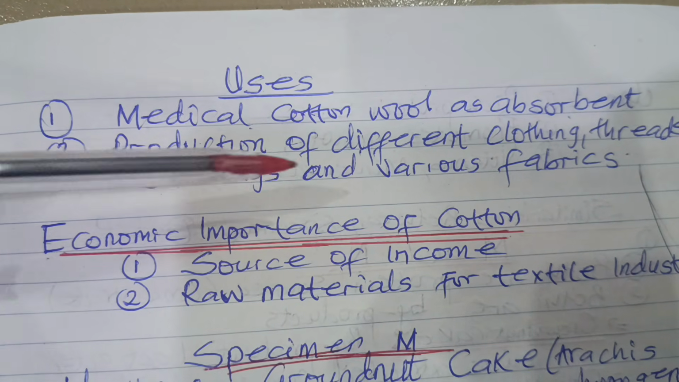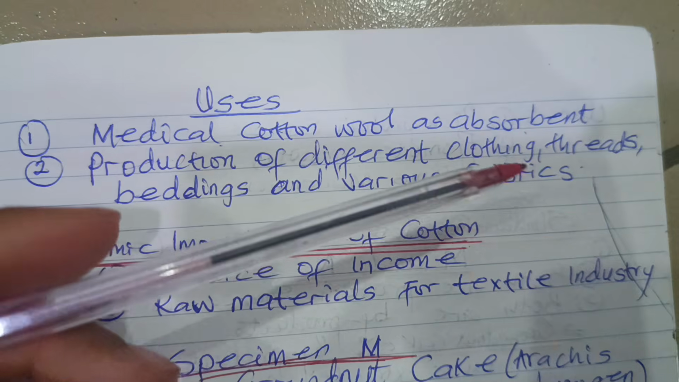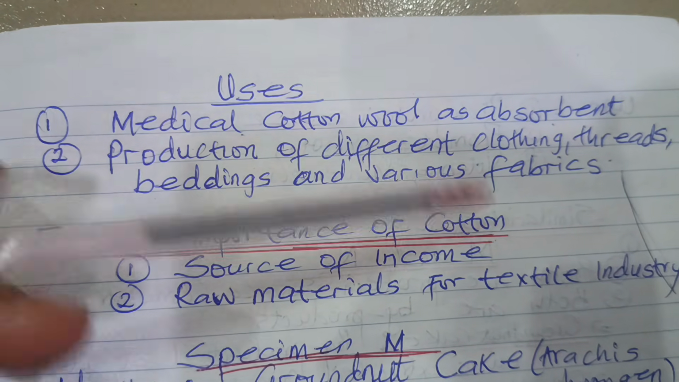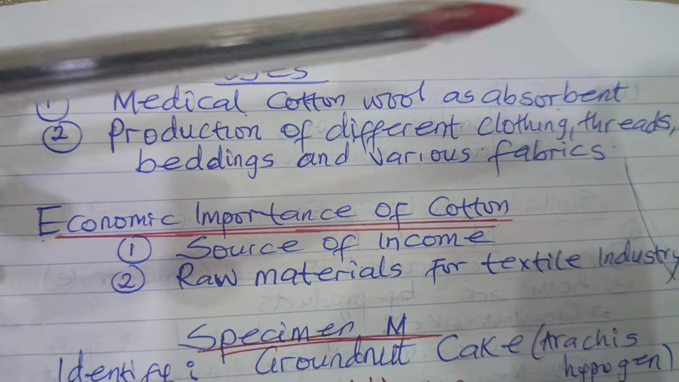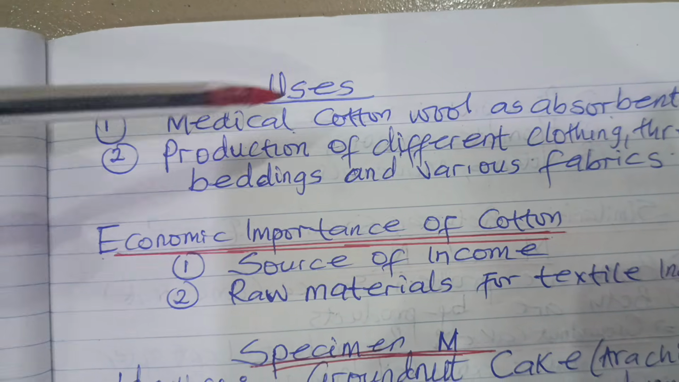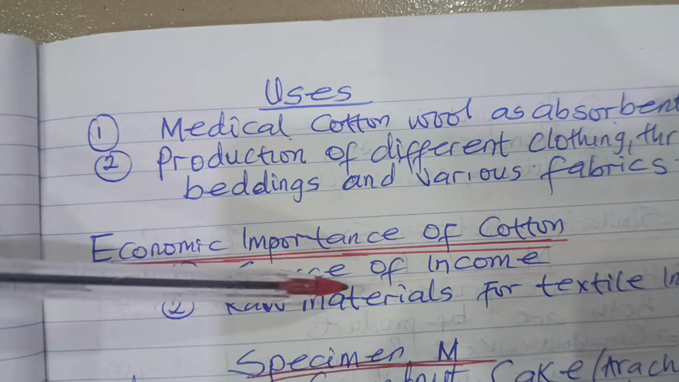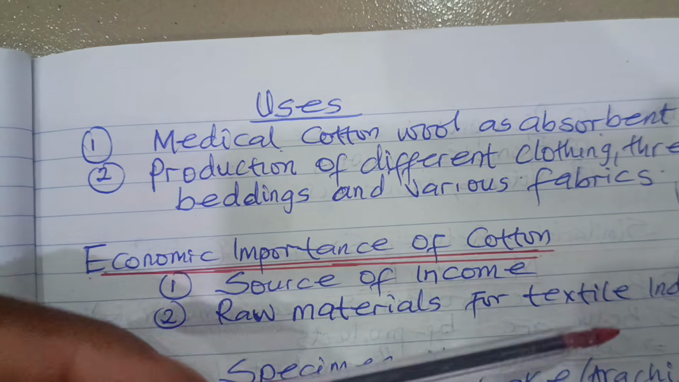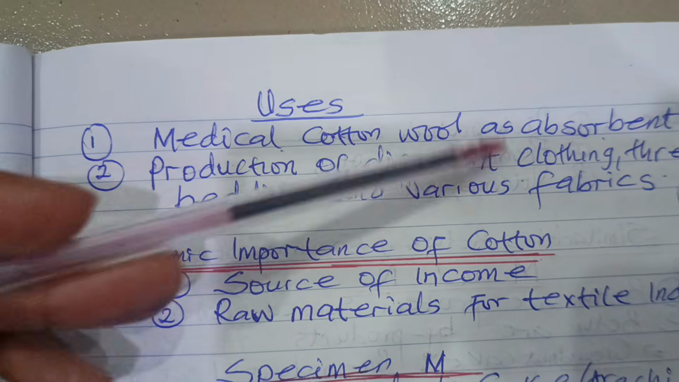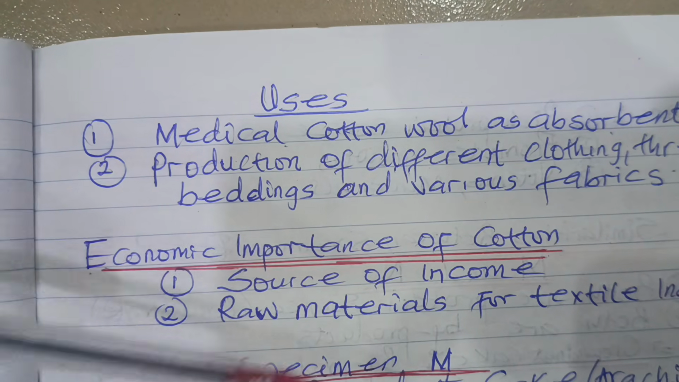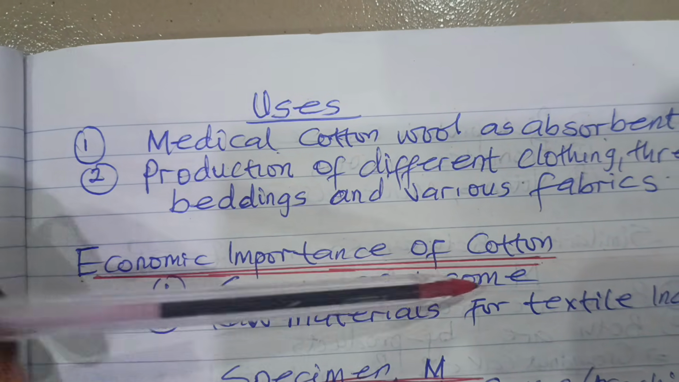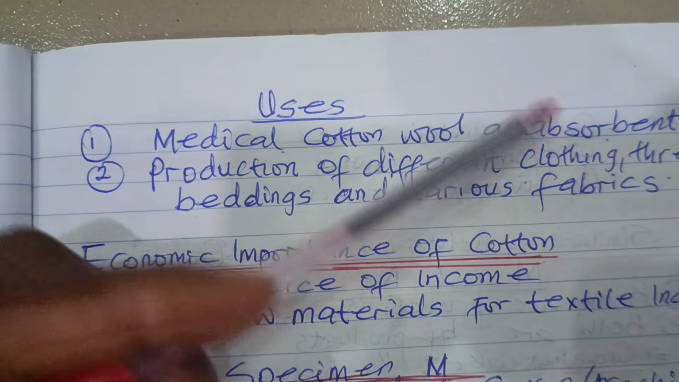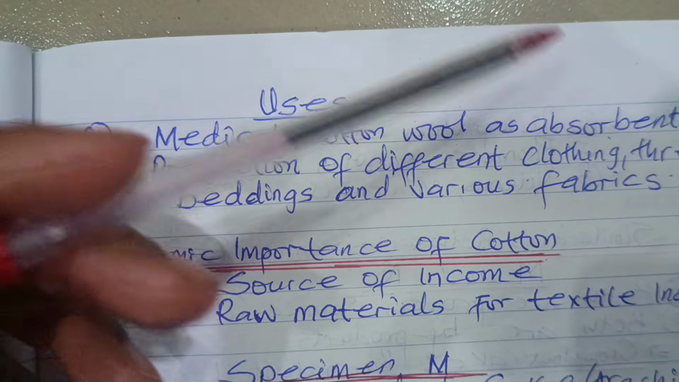So we use it in production of different clothings, threads, beddings, and other fabrics. So it is cotton that is used in making all of this. So what are the economic importance of cotton? All right, it is a source of income to the farmer. You can see the various importance and uses of cotton. Okay, it also serves as raw material for textile. Textile are the companies that make clothes and all of that.